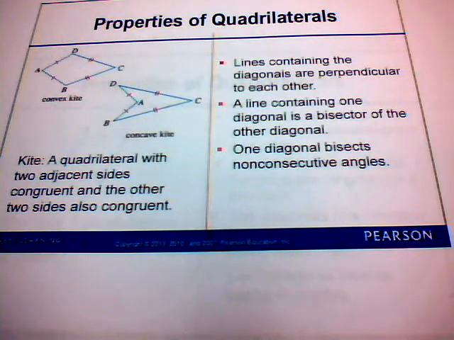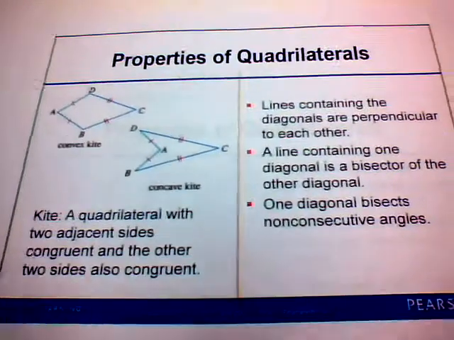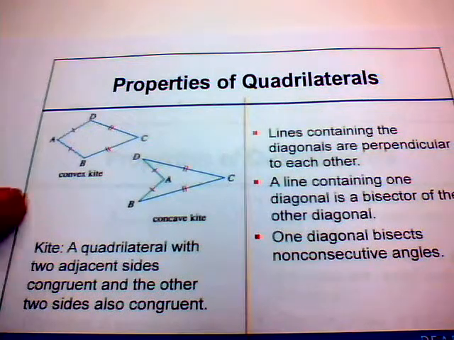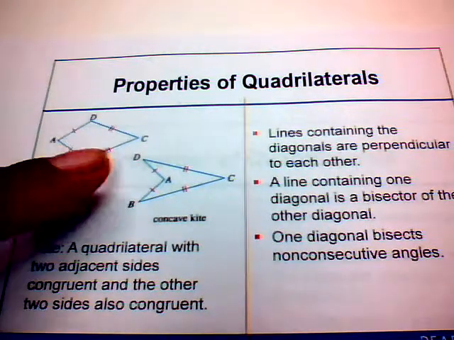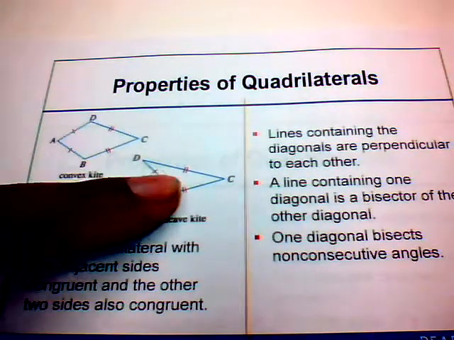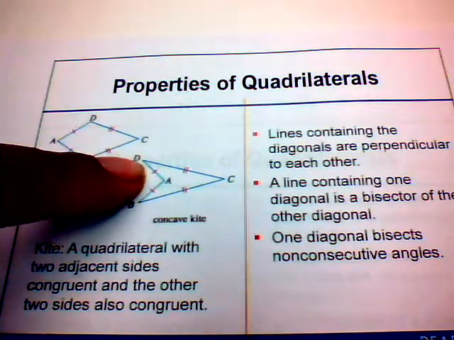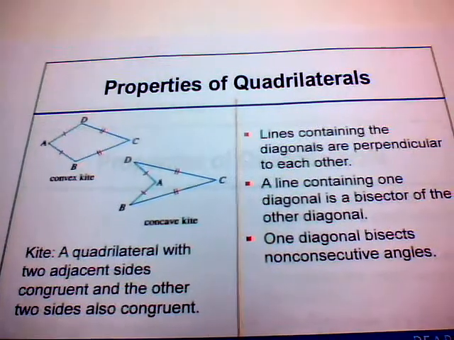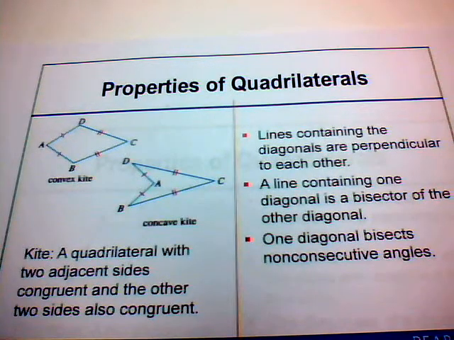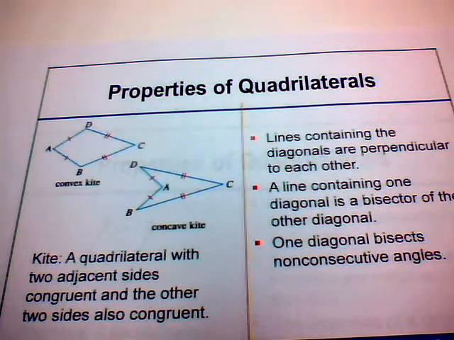All right, next is a kite. Now in the illustration they show you a convex kite that looks like this, and a concave kite that looks like this. Concave means that there's an indentation in that figure. And a kite is a quadrilateral with two adjacent sides congruent and the other two sides also congruent.